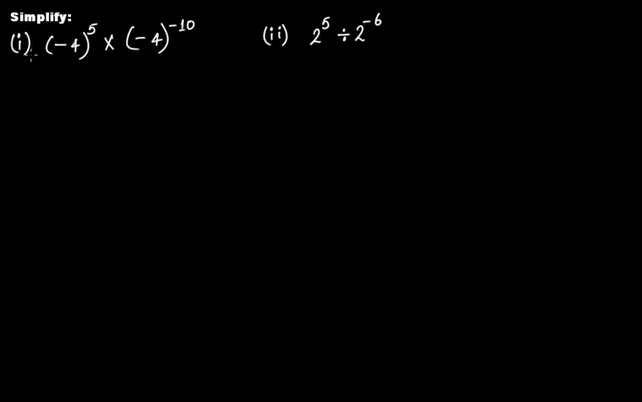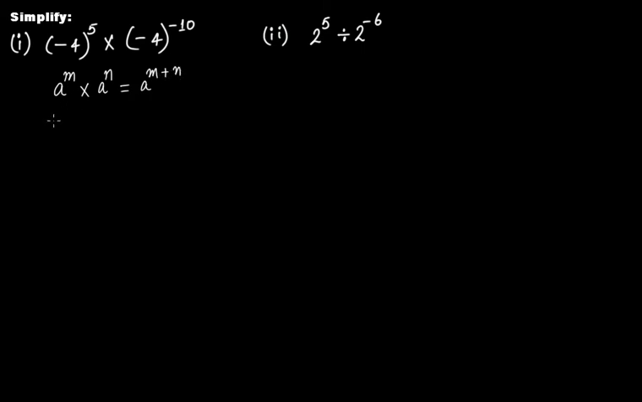Simplify, and we have two problems on this one. It is minus 4 raised to the power of 5 multiplied by minus 4 raised to the power of minus 10. You can solve this one by using a law of exponents, that is a raised to the power of m multiplied by a raised to the power of n is equal to a raised to the power of m plus n, right?